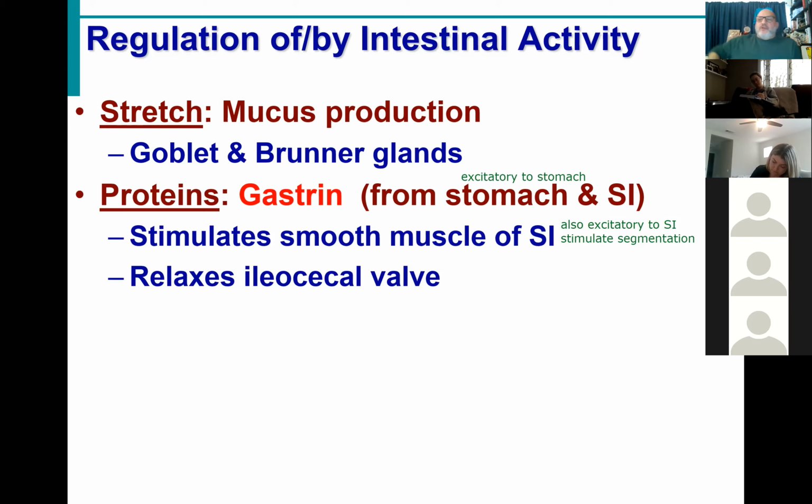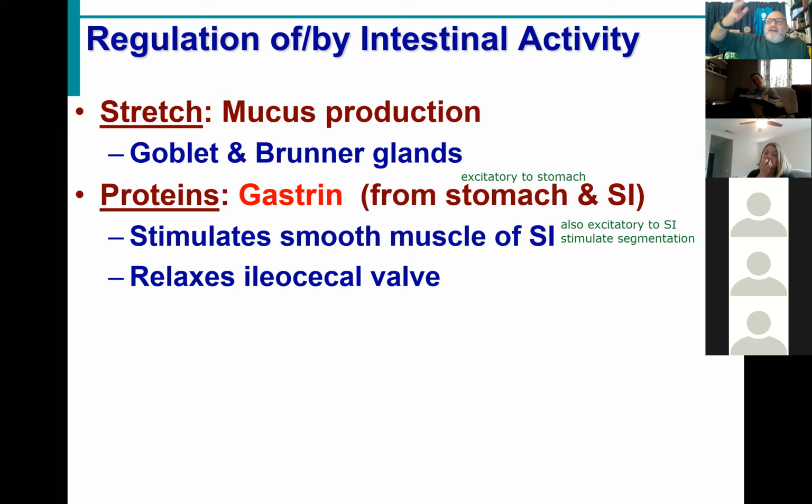But gastrin does more than that as well. Remember, we talked earlier about how kids sit down, have a bite or two of food, and then have to jump up and run to the bathroom. Because remember, we said gastrin influences other organs as well. And one of the things gastrin does is it opens the ileocecal valve.